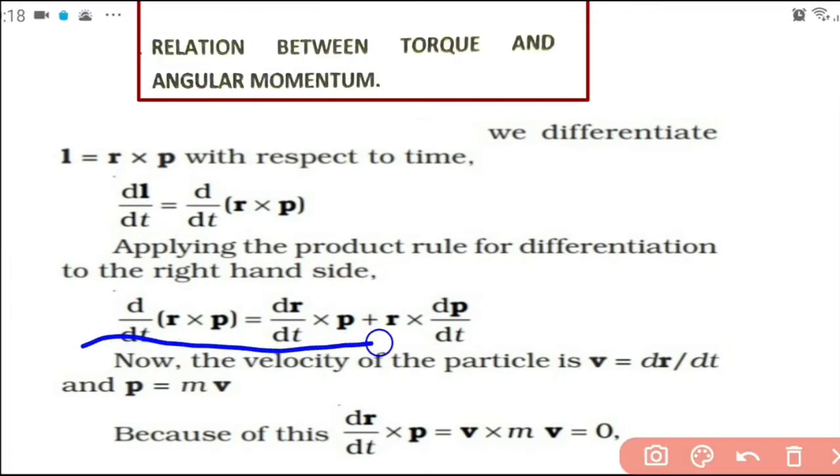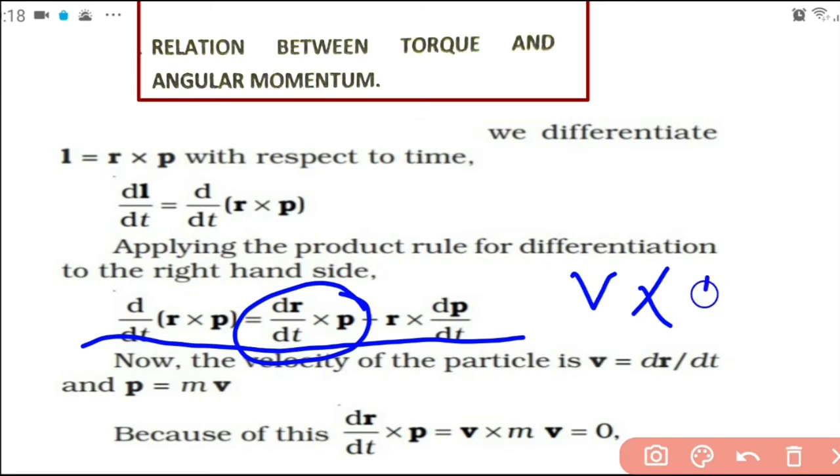This is a particular rule from differentiation. This you have to study or learn by heart. That's what I would like to say. So d by dt of r cross p equal to dr by dt cross p plus r cross dp by dt. Now term by term we will see what it is. dr by dt, you know, dr by dt is v. So the first term becomes v cross p.